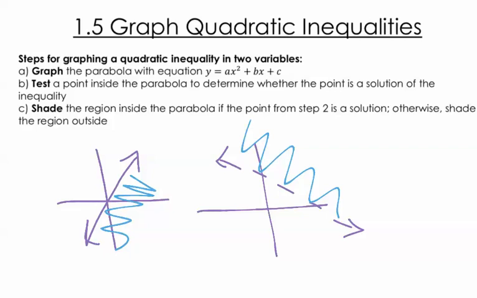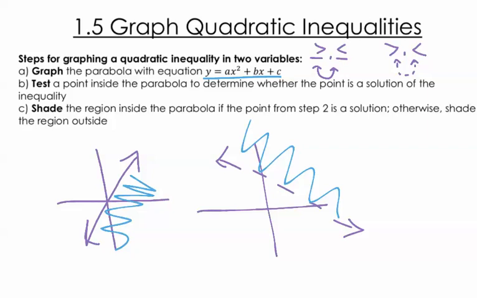So you're going to graph the equation, whether it has standard form as shown, or sometimes you'll be given vertex or intercept form. Then you're going to have to remember from Algebra 1 that if it is a greater than or equal to or less than or equal to, that we're talking about a solid line or a solid parabola. And then if it's strictly greater than or strictly less than, we're going to have a dotted line or a dotted parabola. You're going to test a point.